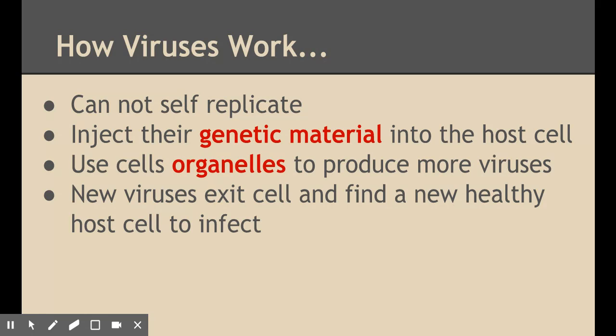So all of the organelles, all those specialized structures that we had inside of our cells to make things like proteins or make lipids, all of a sudden stop making the cells work, and they start making virus. And so the virus is going to essentially use the cell to replicate itself.